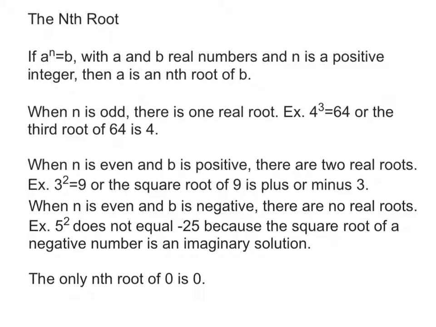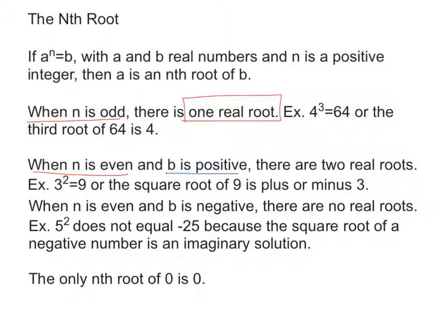So here are some rules. It says if a to the nth equals b, with a and b being real numbers and n is a positive integer, then a is an nth root of b. So the main things we need to pay attention to here are that when n is odd, there's only one real root. Okay. However, when n is even, you have two options.